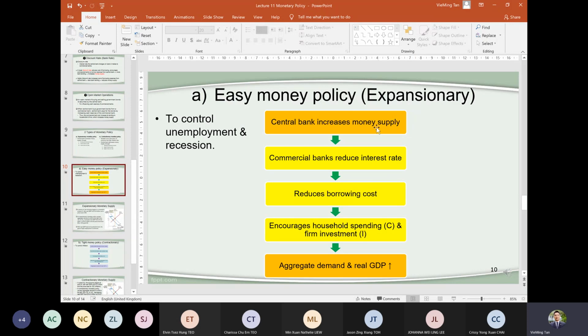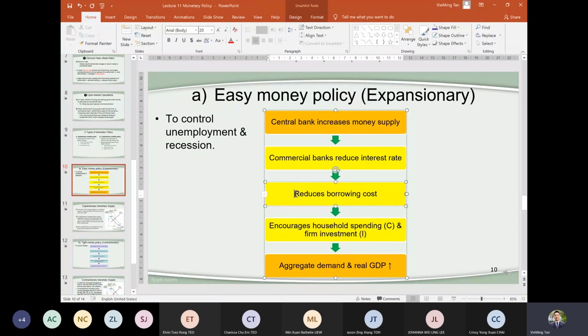Once these three tools are implemented and the money supply increases, the commercial bank will have lesser interest rate that needs to be paid. It will reduce the interest rate offered to the public as well. The commercial bank will reduce the interest rate on loans charged to private firms and also households. That means this will reduce the borrowing cost of households and private firms in an economy.